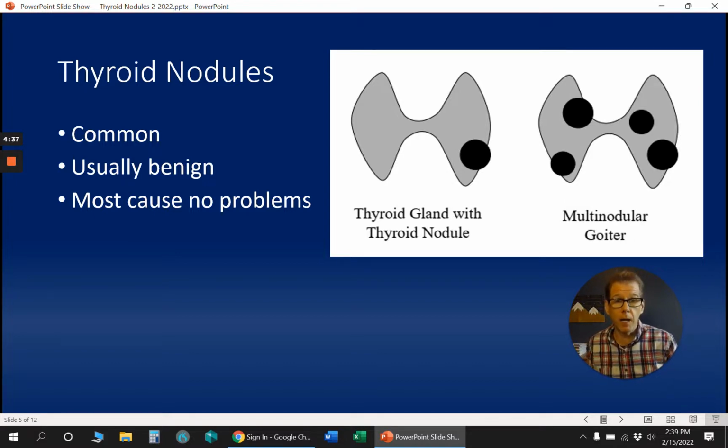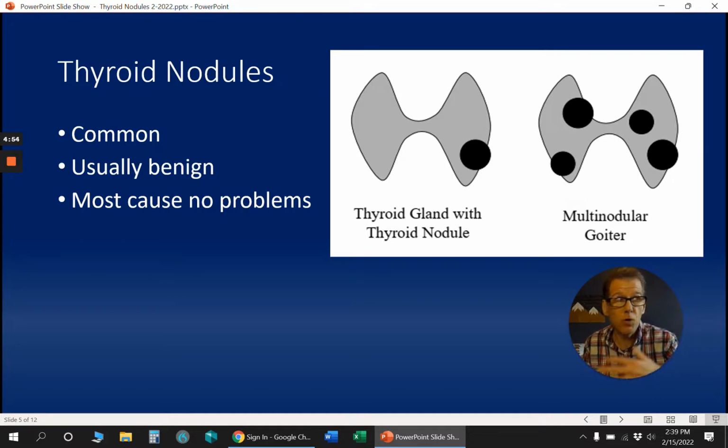So incredibly common. In men, by the time a man reaches age 60, it may be more like 1 or 2% who have a nodule that we can feel, and upwards of 10 to 20% might have a nodule if we look with the ultrasound.